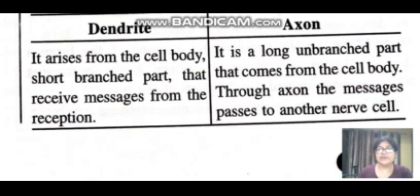That means there are generally two main differences. The dendrites are the short and branched part of the cell, and the axon is the long unbranched part of the cell. Secondly, dendrites receive messages from the receptors and the axon passes messages to other cells.